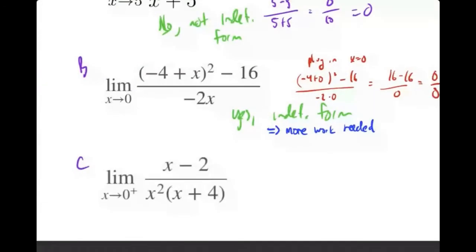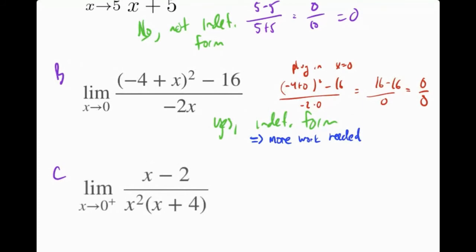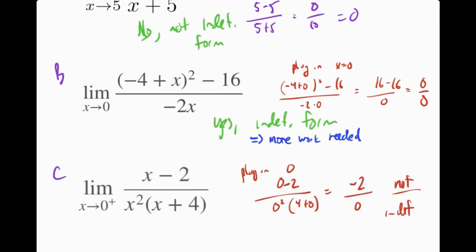Let's do this one down here, the one in the bottom left. I know it's a one-sided limit. I would suggest you just plug in 0 for now. If the numerator is 0 and the denominator isn't, or if the denominator is 0 but the numerator isn't, indeterminate form, the answer is no. This is not an indeterminate form because only one of the numerator and denominator were 0.